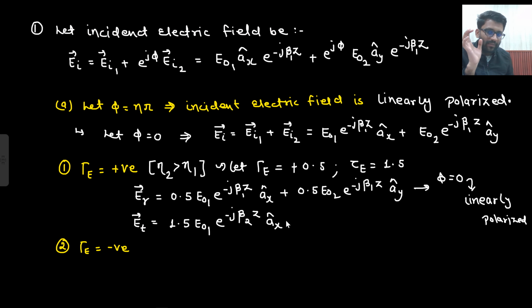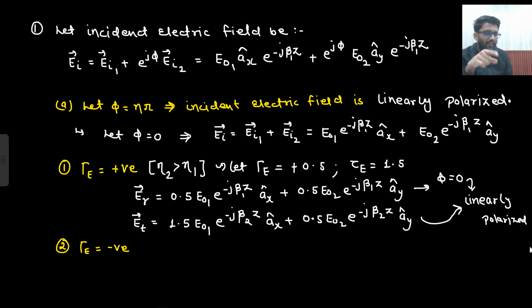Electric field is dancing in the same direction. And here also E naught 2 e to the power minus j beta 2 z, because we are talking about medium 2, and electric field is again dancing in y direction. So again the same case, linearly polarized. Both reflected and transmitted waves are linearly polarized. Say yes or no.